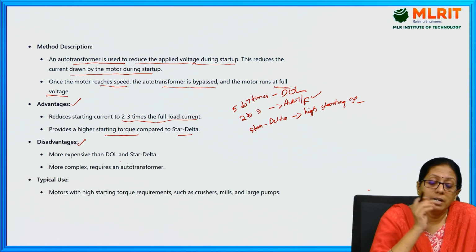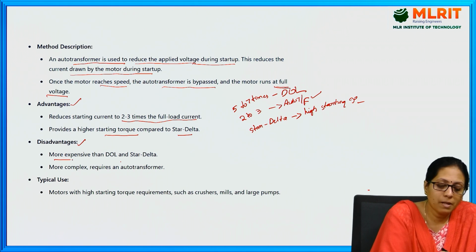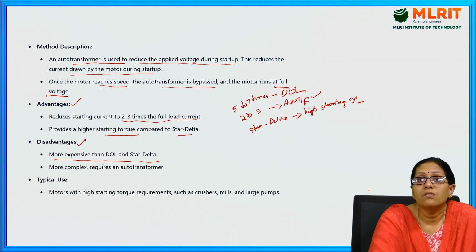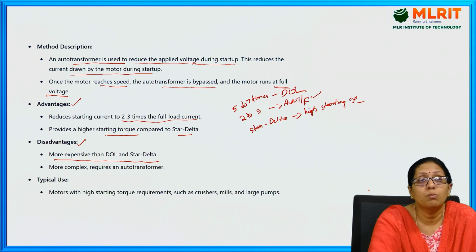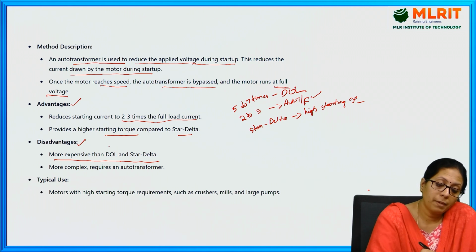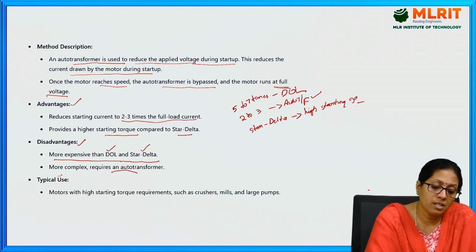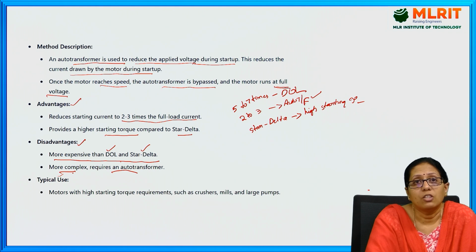What are the disadvantages then? It is more expensive than DOL and star delta. As we are using an auto transformer here, the cost of the transformer increases and it becomes more expensive when compared to the remaining two types of starting methods. The second disadvantage is that it is more complex and requires an auto transformer.